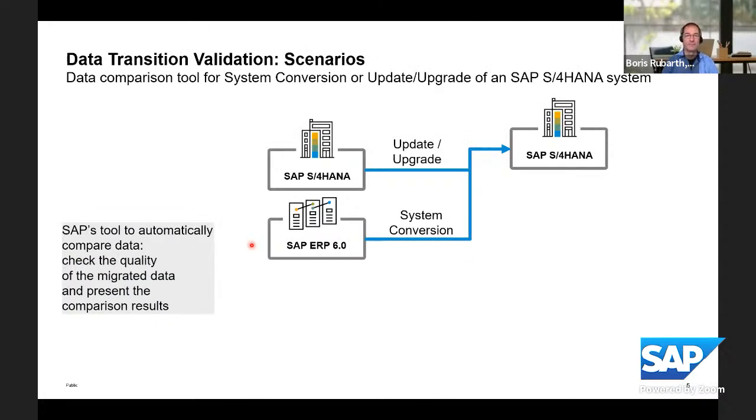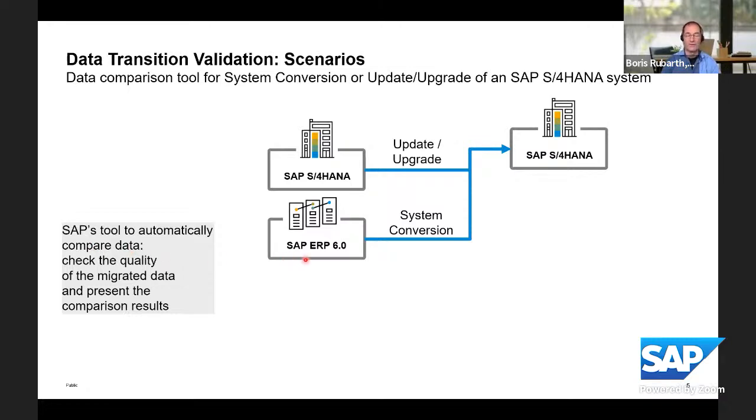The scenario is that you either execute a system conversion. So you transition one ECC source system with the approach system conversion into an SAP S/4HANA system. Then you can use data transition validation to compare the business data before this activity and after the activity. So it's an SAP tool to automatically compare data, check the quality of the data before and afterwards, and show the comparison results for an easy analysis whether they are fine.